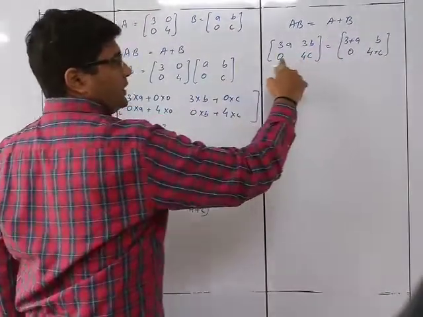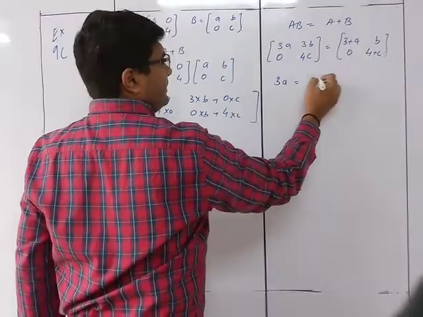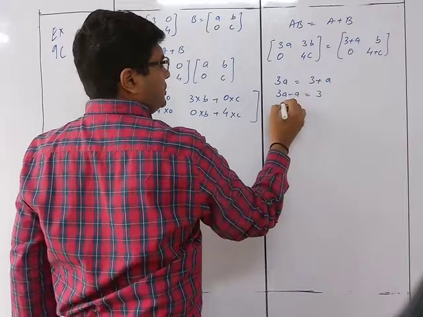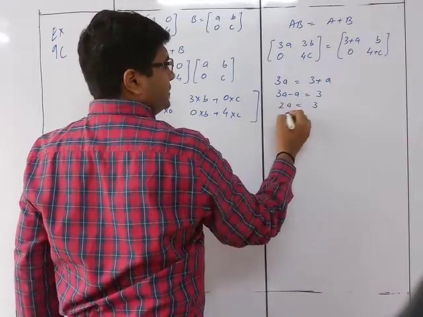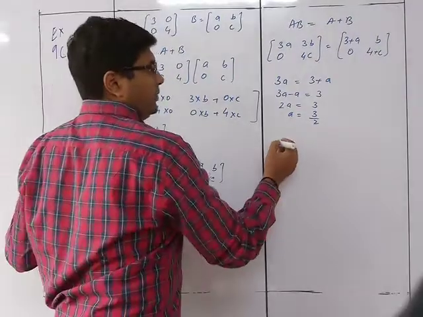So accordingly we can correlate. 0 to 0 is equal. This is 3a is equal to 3 plus a. So 3a minus a is equal to 3. So 2a is equal to 3. So a is equal to 3 upon 2. We move on to the next one.